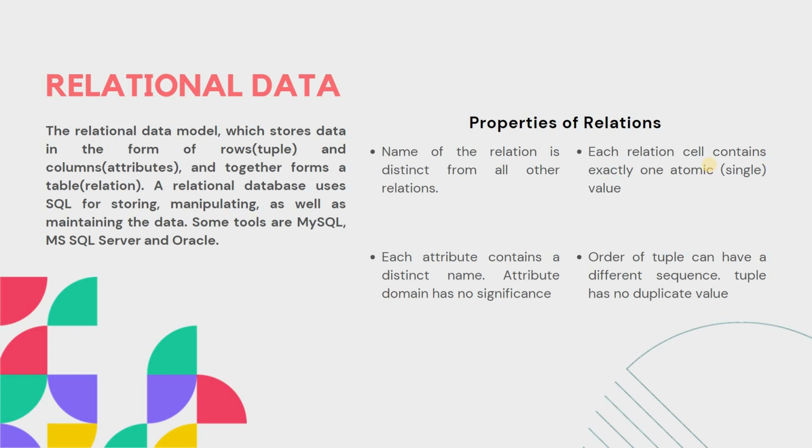Each cell can have only one value. As an RDBMS removes redundancy, there are no duplicate values in a table. Thus the rows can have different sequence.